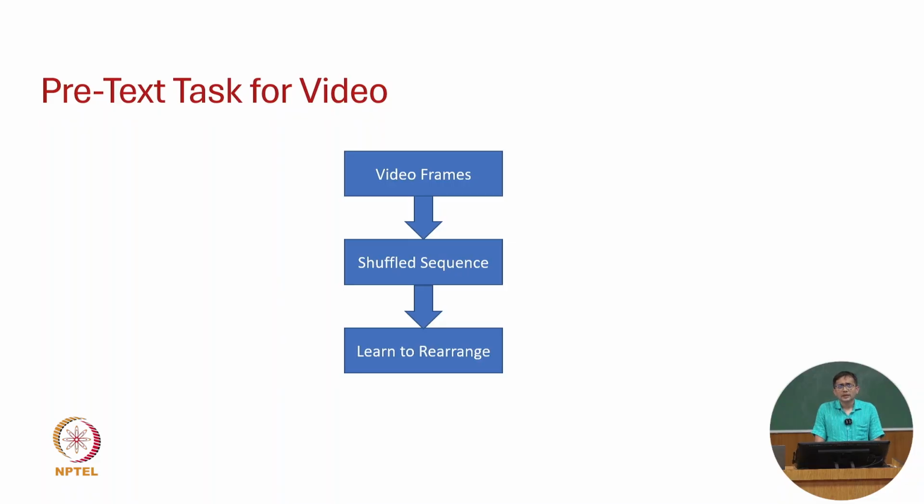So, inspired from this, in the video domain, there have been more than one work which use this property and roughly created pretext tasks. There are variations, but I'm talking about the main gist. A pretext task based on the idea that we shuffle the sequence of the frames and then we learn to rearrange back this shuffled sequence.